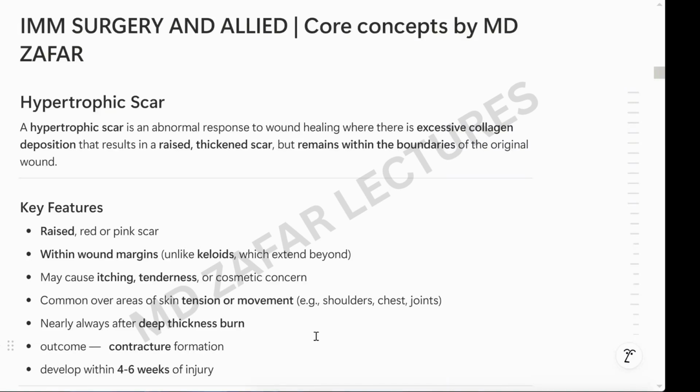I am Dr. M.D. Zafar and I talk about the core concepts related to IMM surgery and allied subjects for FCPS and MS candidates. Today we are going to talk about hypertrophic scar.